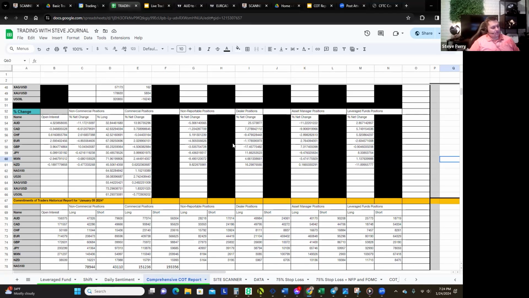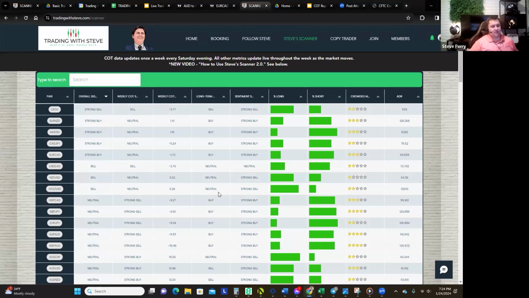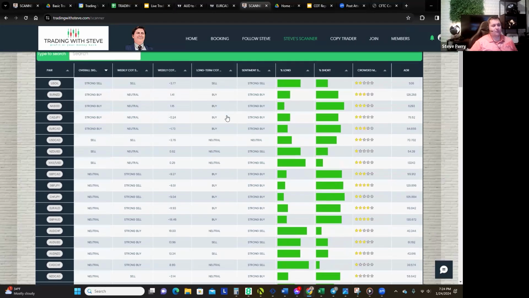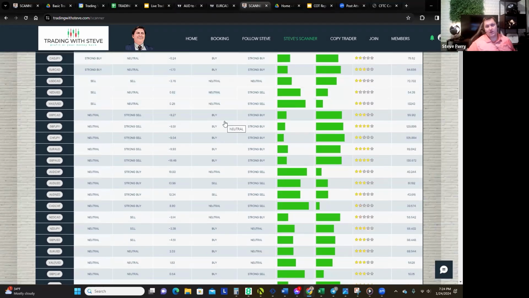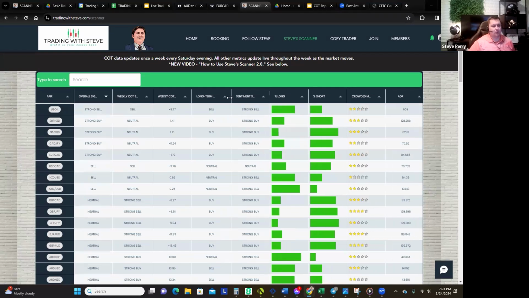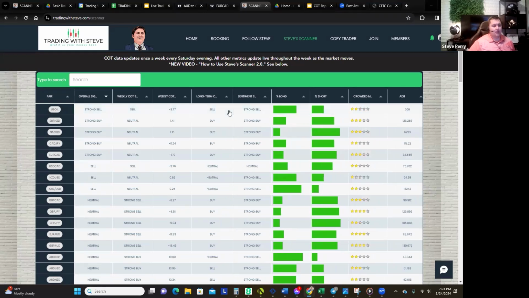Since non-commercial is who we want to follow, and by the way, when you look at the scanner, non-commercial data is the long term. So anything in this long-term column is based off of what the banks have been doing on a longer term basis. If it says buy or sell or neutral right here, that is the bank's current long-term stance. You can take it to the bank. That's what they're doing on a longer term scale. Pretty cool that we've got that into the scanner now.